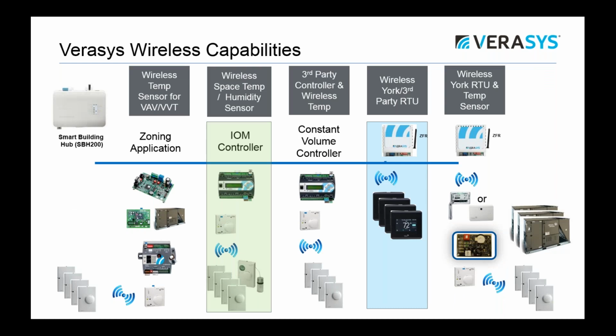Wireless capabilities. With the Verasys system in our zoning application, right now we can only be wireless to zone sensors. So whether it's zoning or VAV, it doesn't matter. You can be wireless from your stats to your VAV box controller. Our IOM controller is where we're monitoring maybe some exhaust fans, or the customer wants to monitor some temperature and humidity or CO2 type inputs. You can also do that wirelessly. Our constant volume MAP, you can be wireless from the stat to the controller.